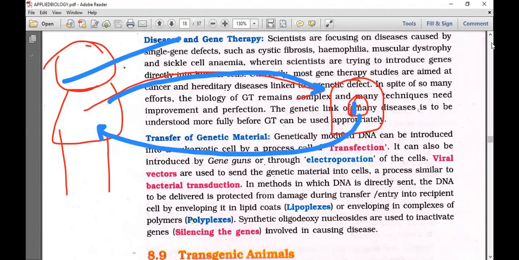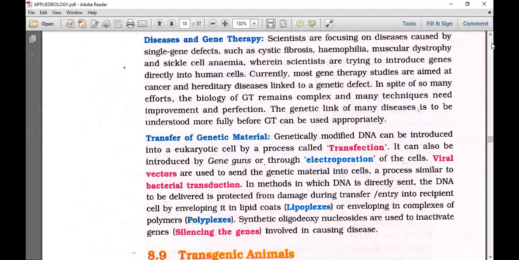Now there is one more issue we have to see here. I said that the gene will be introduced with the help of vectors. So we have to talk about that now: the transfer of the genetic material. How do we introduce the genetic material? That we have to discuss now.